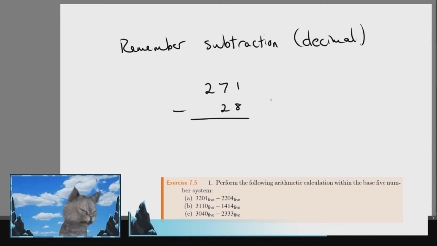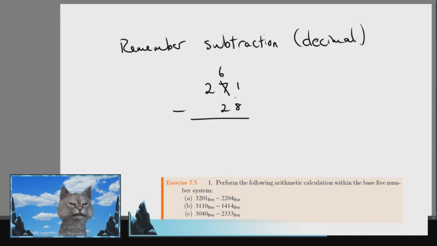What did you do? We said, well, it's right to left. 1, take away 8. It can't be done. There's not enough. I have only one thing, so I take away 8. So you borrow from the 7. The 7 becomes a 6.